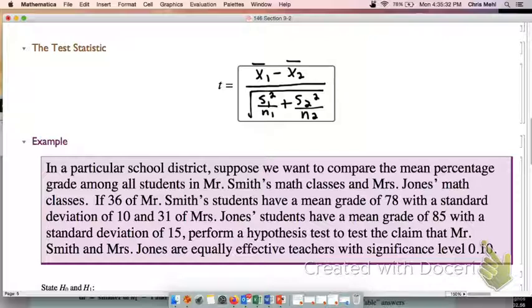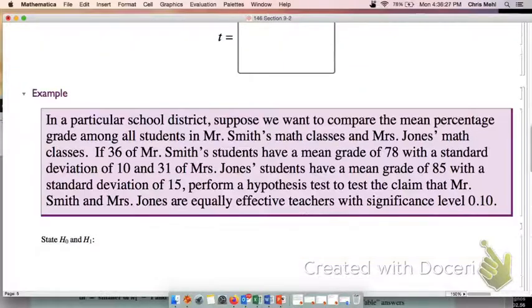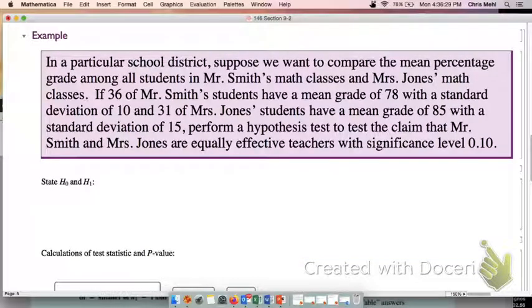So rather than have you do that, we'll read the next example and I'll show you how to use StatCrunch to do the rest. Okay, so here's the example.